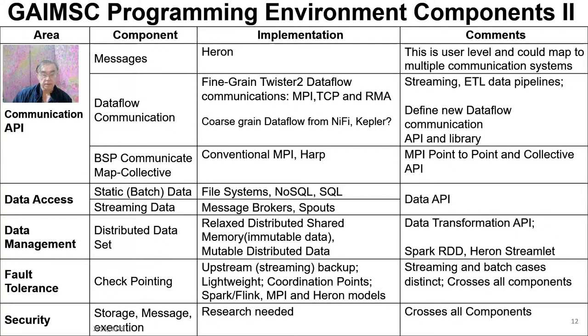Here, the last set of capabilities. We have messaging, which is in the Heron style or Storm style. And that could be done in different ways, but we're currently using Kafka or equivalent. The data flow communication, which is Twister:Net, and the released piece of software is a package just to do the data flow communication. And that's much faster than Spark and Heron do the same thing. For the bulk synchronous processing, we either use MPI or HARP or some mixture thereof, and that's what we call the map collective communication model.